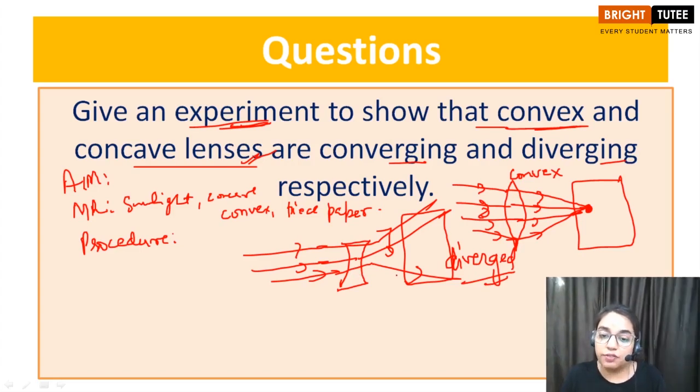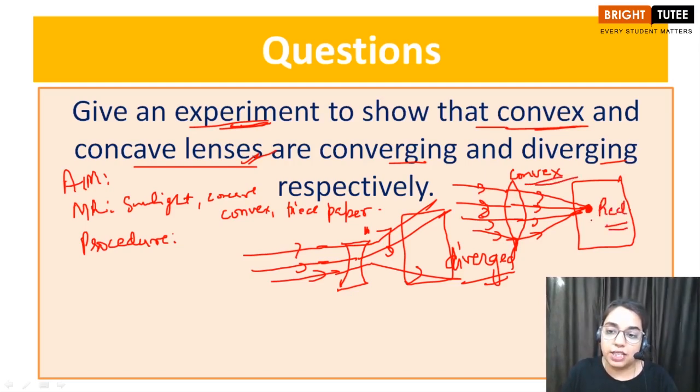And children, finally this is the observation. What is the observation for convex lens? That a bright image of the sun is obtained on the screen, whereas in case of concave lens you will observe that no image of the sun is obtained on the screen. That is, the nature of the image will be virtual, and in case of convex the nature of the image is real. And the conclusion is, convex lens is called a converging lens and concave lens is called a diverging lens.